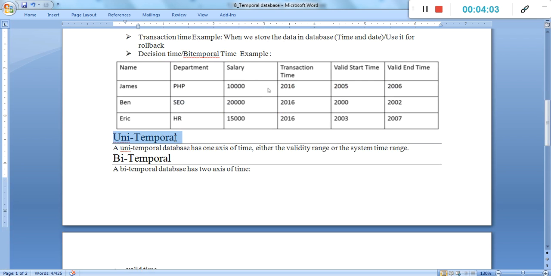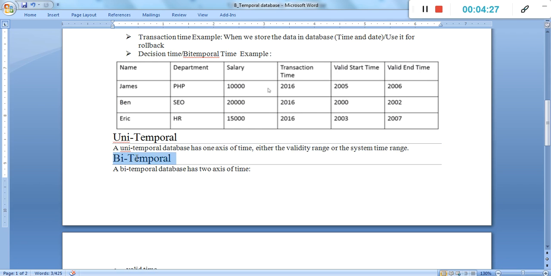Unitemporal means the database has one axis of time, either the validity range or the system time range. If the table contains only the valid time, a start and end time, then we can say the table is unitemporal. It only shows the valid time. It does not run with any transaction time.